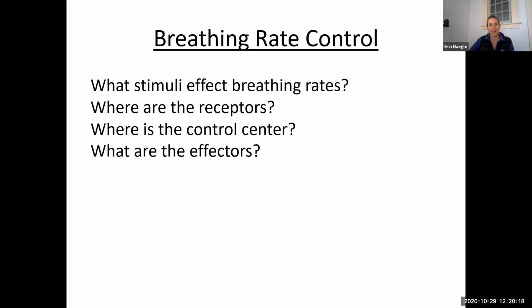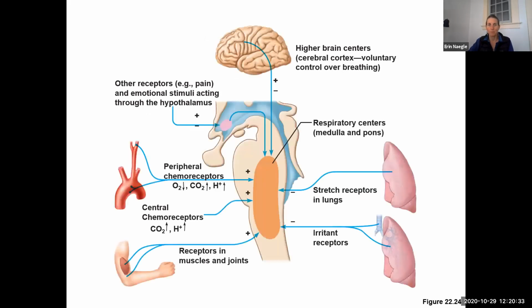Right, last topic, your breathing rate control. So let's talk about that feedback loop and where are the stimuli that affect your breathing rates? Where are those receptors? What's the control center? What are the effectors? All right, so breathing is really important. So it turns out you have lots of different inputs on what your breathing rate should be. I'll let you take a moment.